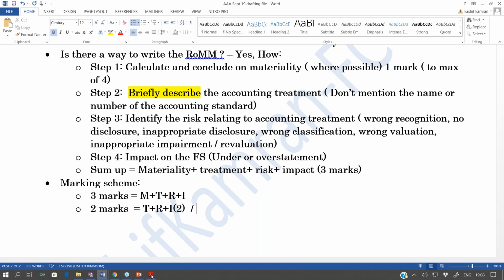Okay, next situation. If there is no treatment, like controls are weak. Now see, if there is a situation like controls are weak, will I get 3 marks? No. If controls are weak, there is only a risk and only an impact. So how many marks will I get? Again, 2. So when there is materiality with an accounting treatment, risk and impact, then only do you get maximum 3 marks, right? But when materiality is missing, then you get 2.